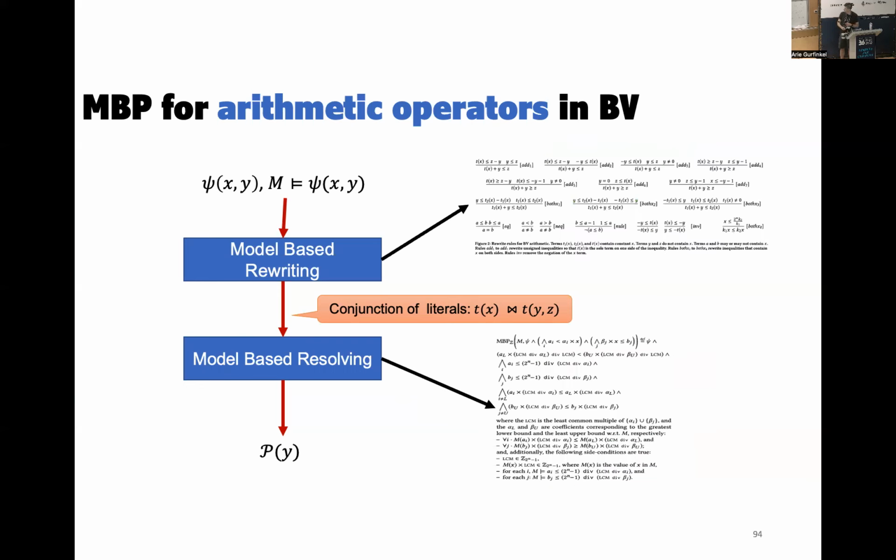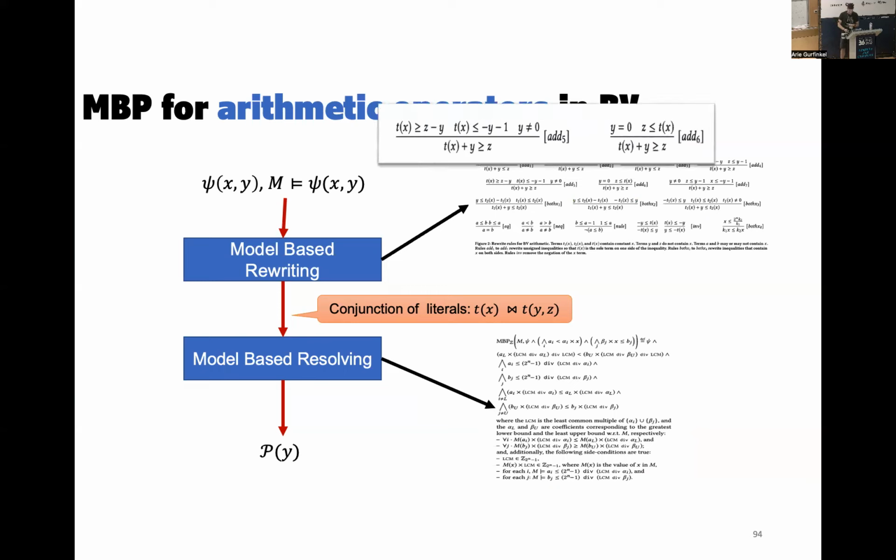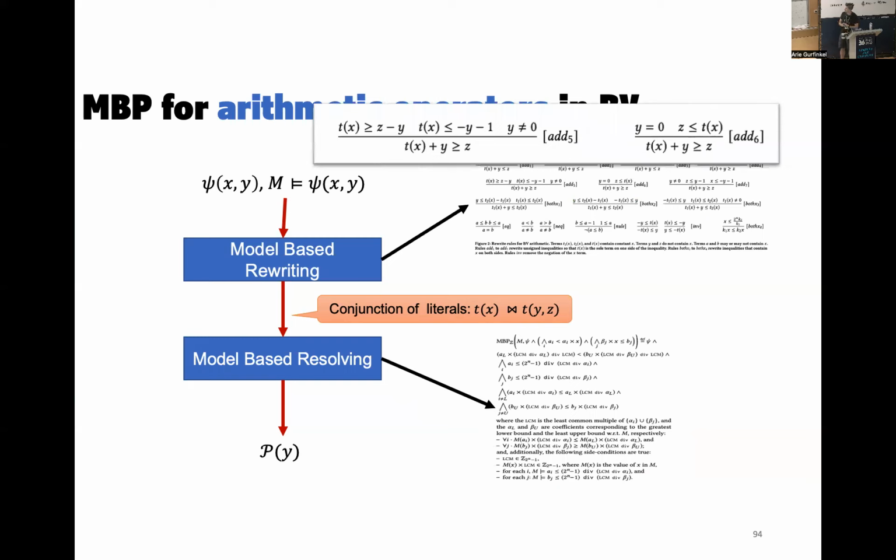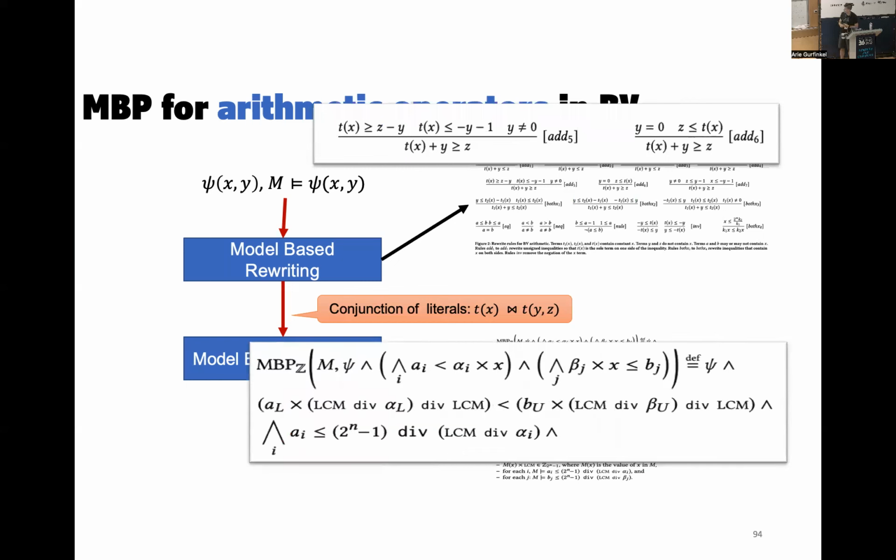And then the model-based resolving is similar to the arithmetic, except it's all over integers and you need to worry about overflow. So the rules are tedious, but more or less the same thing. So here's an example of a rewrite rule. This is an inference rule top down as a rewrite that goes bottom up. So we're isolating T of X.